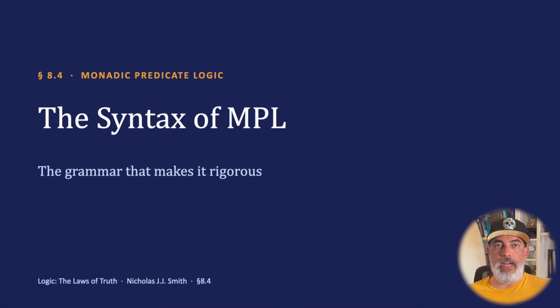Back in section 2.5, we covered propositional logic syntax. That's what we're going to do here today. By the end of this video, you'll be able to construct any well-formed formula step by step, name its main operator, find a quantifier's scope, and tell a free variable from a bound one.